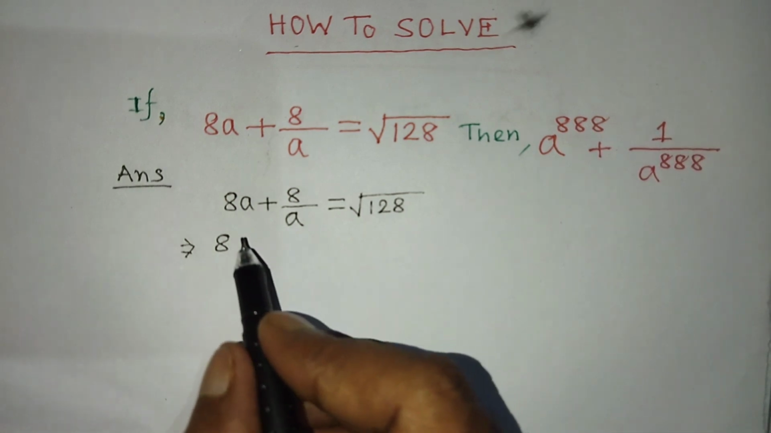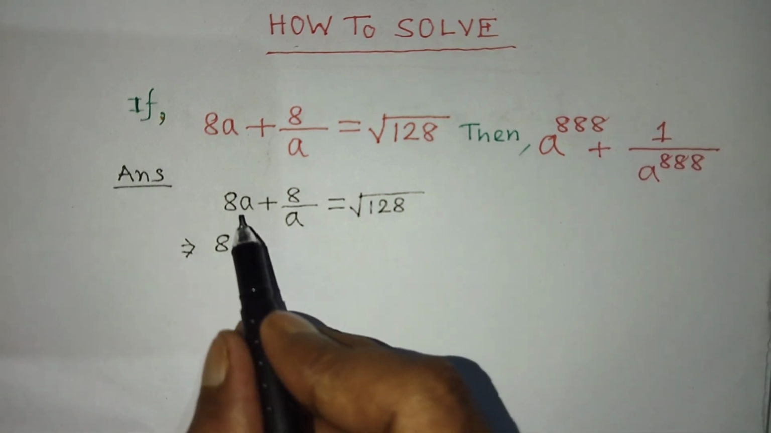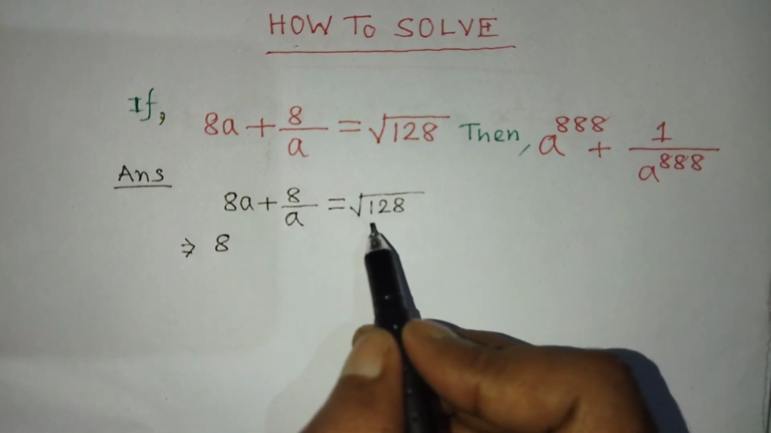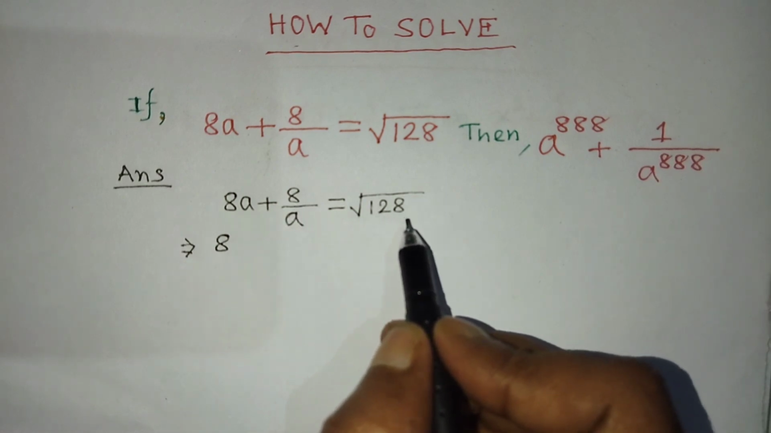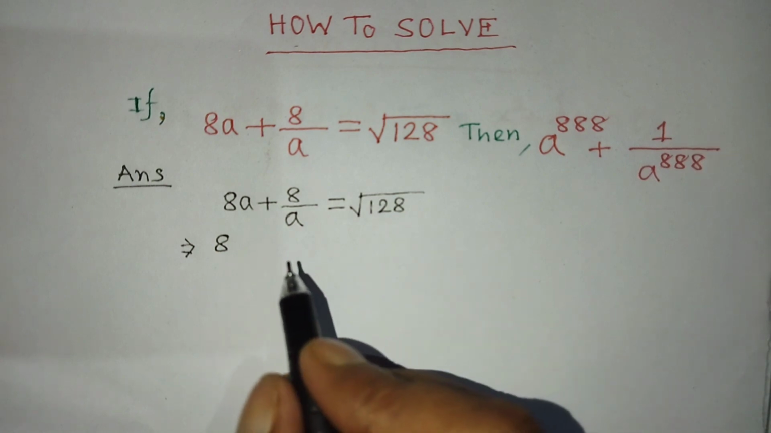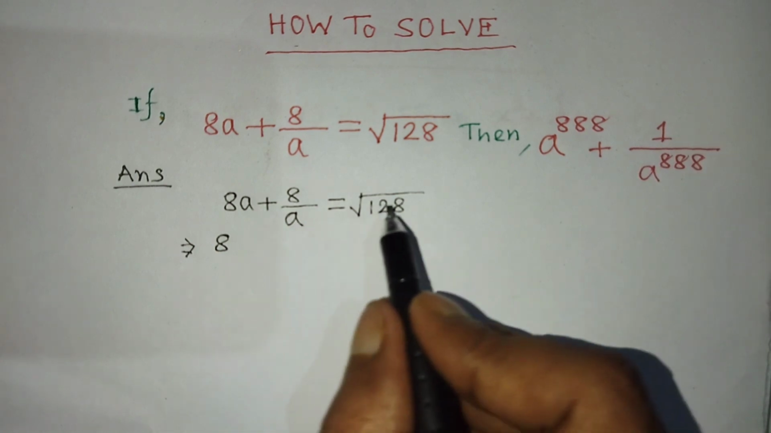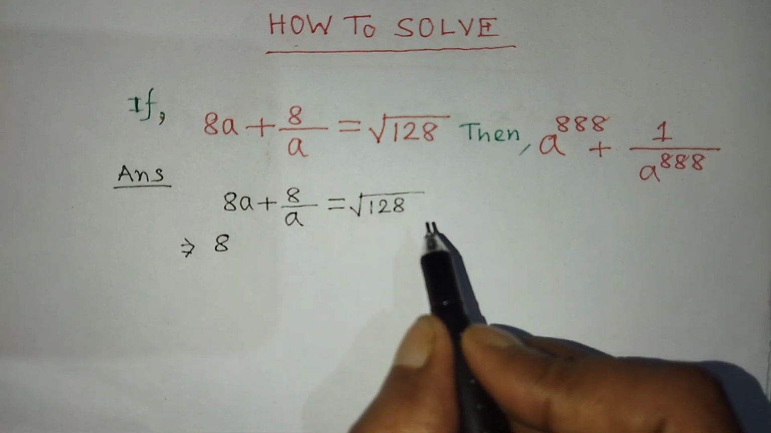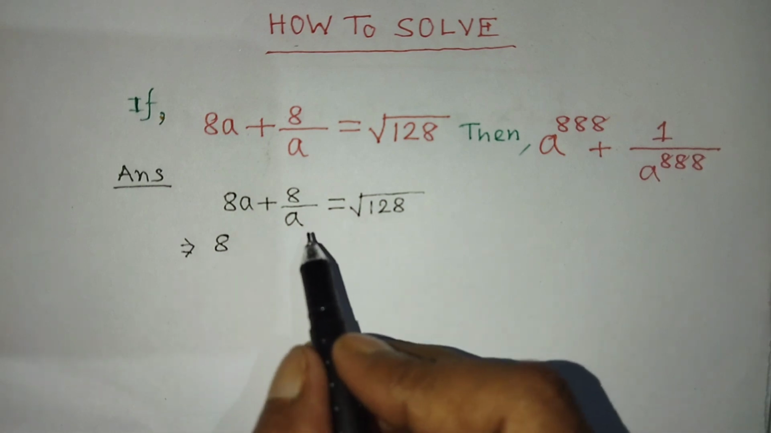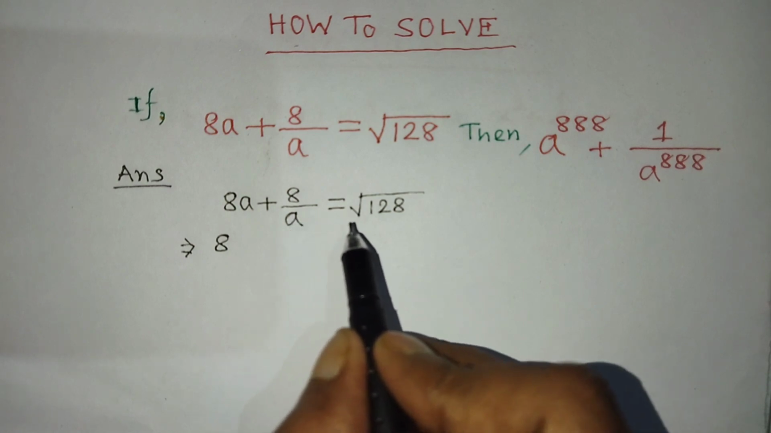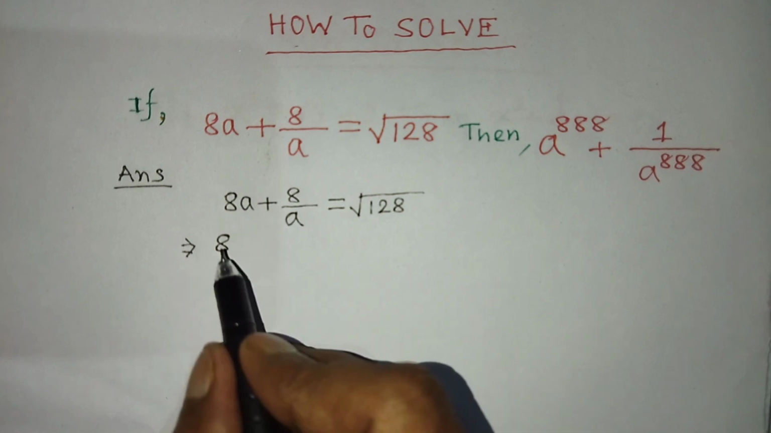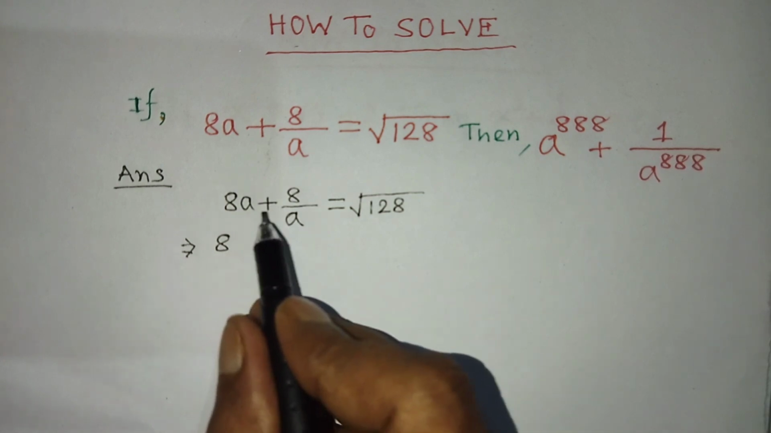So my dear student, our given algebraic equation is 8a plus 8 over a is equal to root over 128. To find the value of a from this equation, first of all we have to take the square on both sides. On the left hand side, the digit 8 is available in both terms, so we have to take the digit 8 common from both terms.